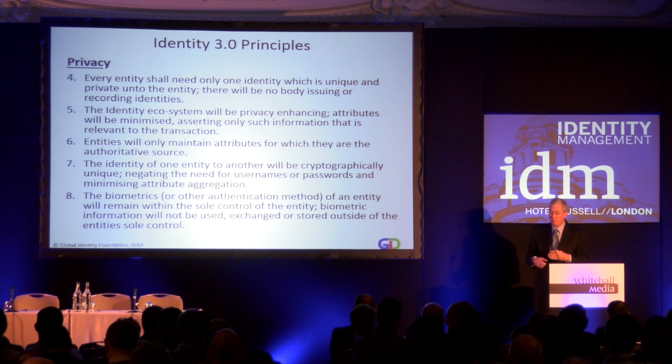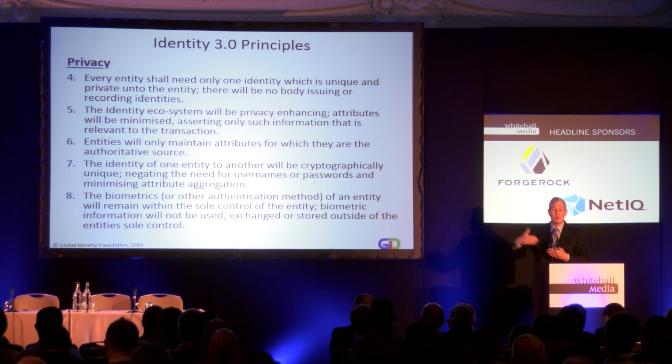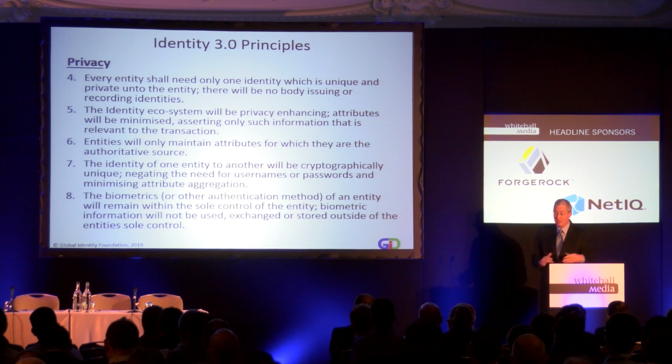The identity ecosystem will be privacy enhancing. Attributes will be minimized when asserting such information, so prove I'm 18, not that my date of birth is. Entities will only maintain attributes for which they are the authoritative source.